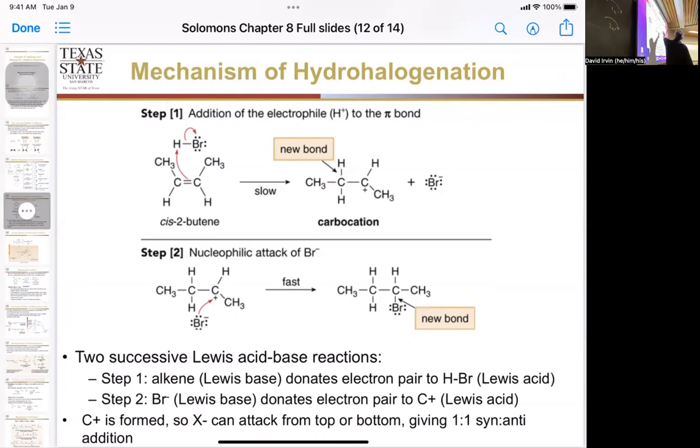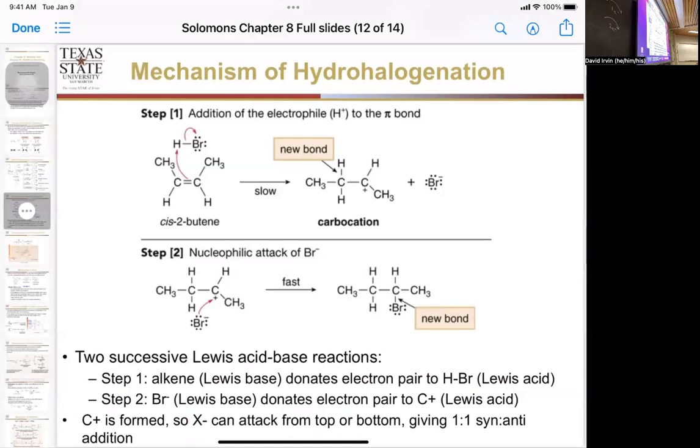So now this is no longer a nucleophile. It's now an electrophile because it has a positive charge on carbon, because it used the electrons to form a sigma bond with hydrogen. So that means a carbocation is our intermediate here. What's the problem with carbocations?